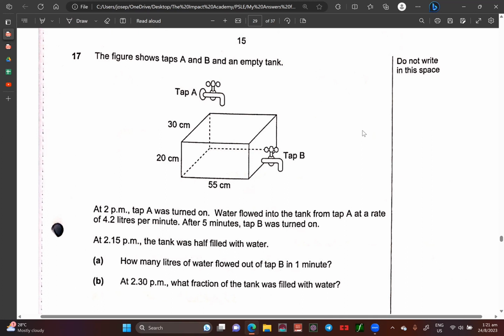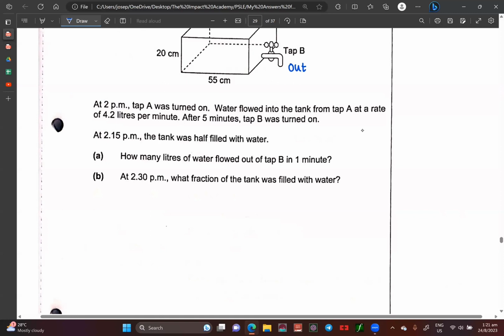Now let's take a look at question number 17. It says that the figure shows tap A and tap B and an empty tank. We can obviously see that tap A gives water, and for tap B, water comes out of it. Now what happens is this: it says that at 2 p.m., tap A was turned on, and water flowed into the tank from tap A at a rate of 4.2 liters per minute.